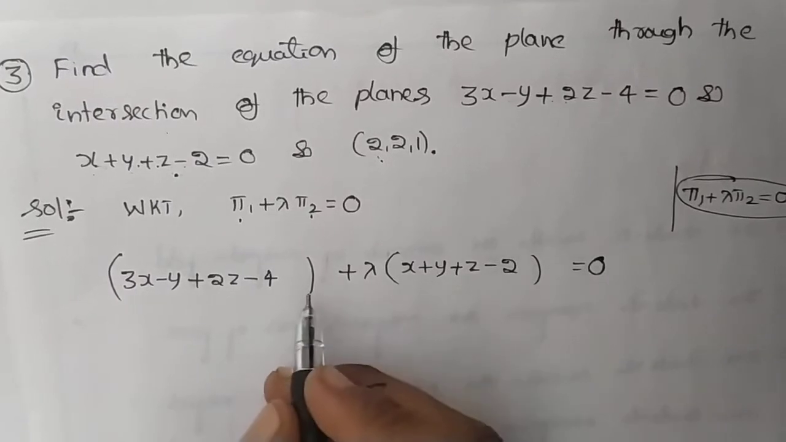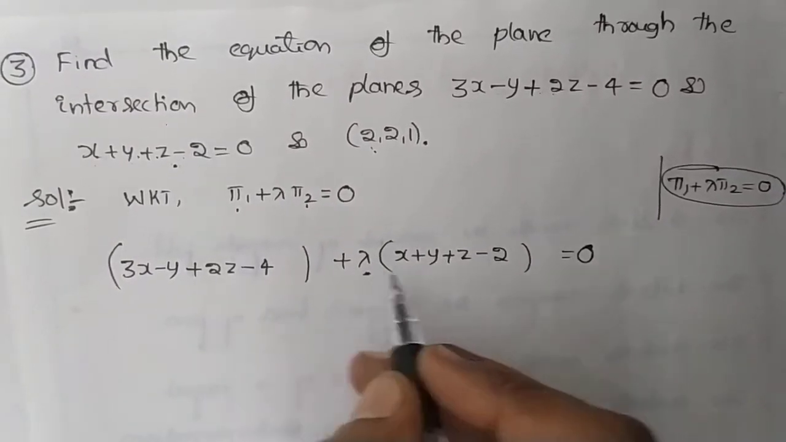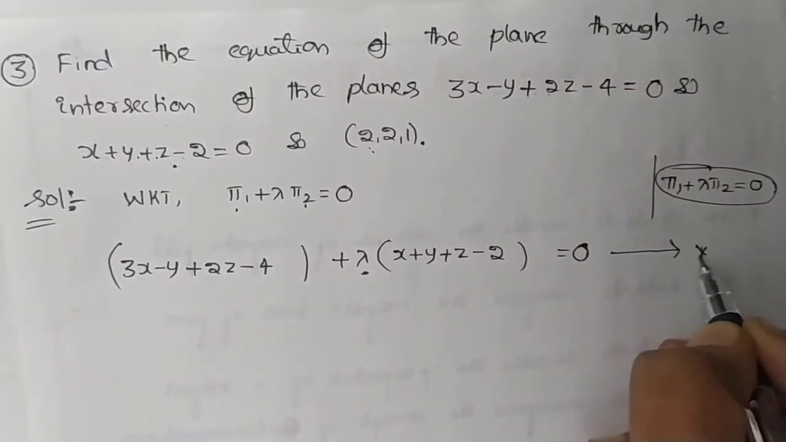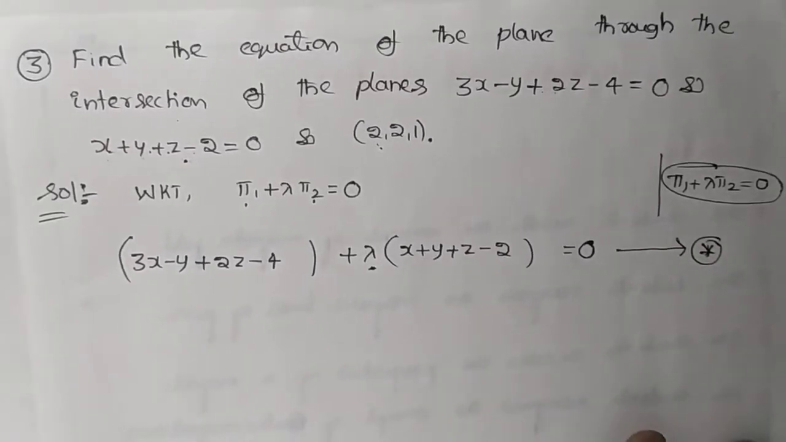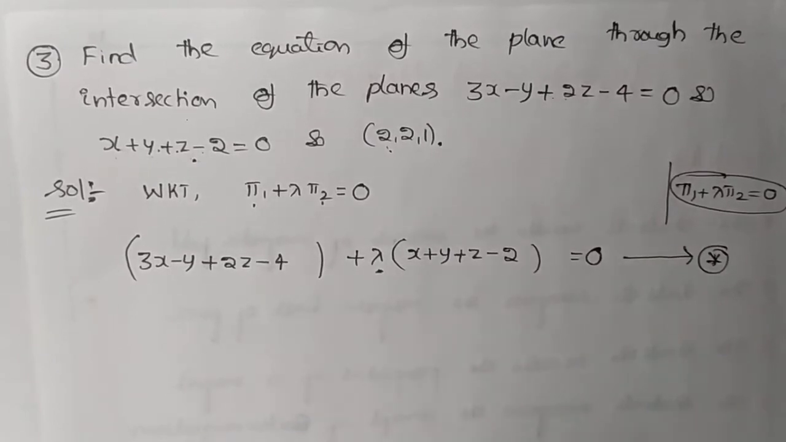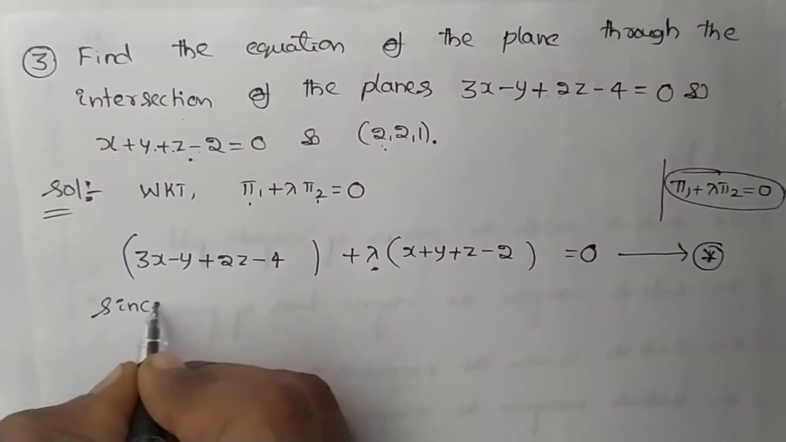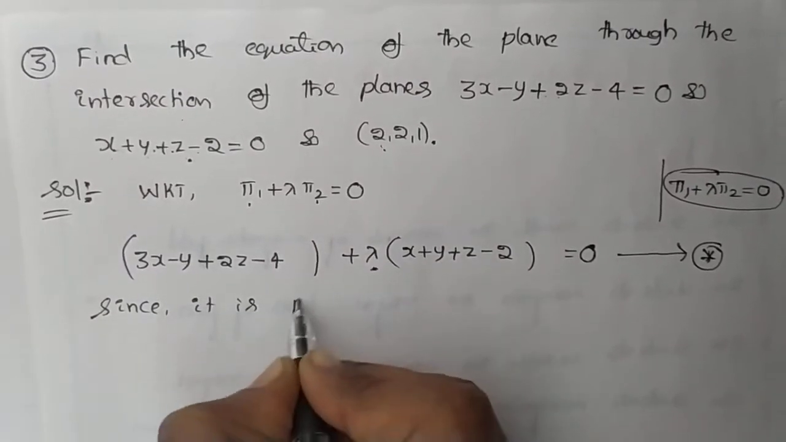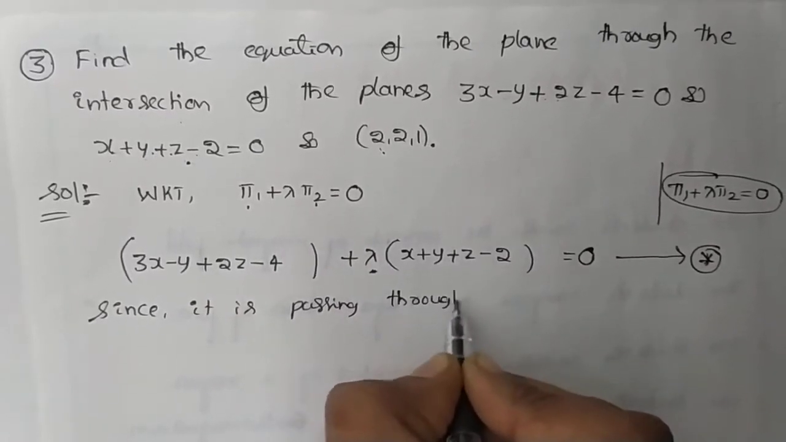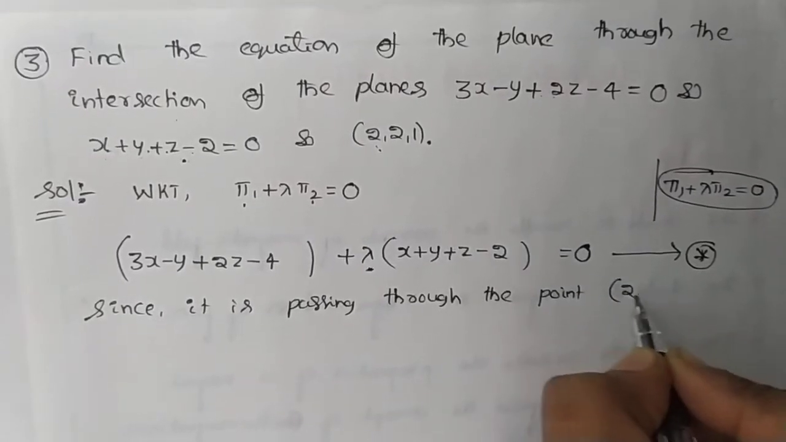Here also we have to find the value of lambda. After that, we have to substitute that lambda value in this equation. Then we will find the equation of the required plane. Now, since it is passing through the point (2, 2, 1).